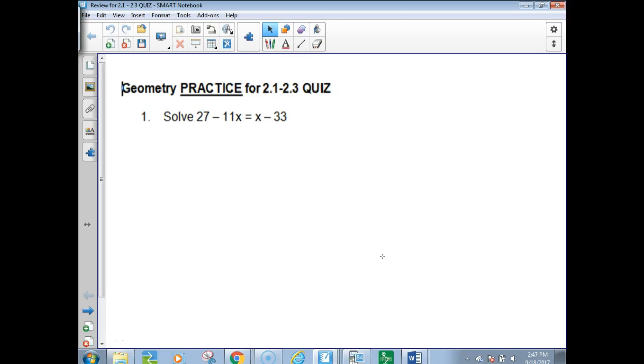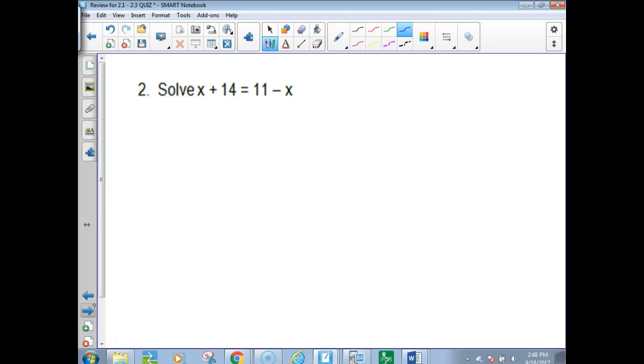Okay, this is Geometry Practice for the 2.1 and 2.3 quiz. I asked you to do numbers 1, 2, and 3. While you're finishing those up, I'm going to rewrite a couple of them because I'm going to make sure I show them both of the ways they could have been done. Number 2, I expect it to be done one way. And number 3 might have been done two ways. So I'm going to do that, and then I'll start seeing how you guys did.